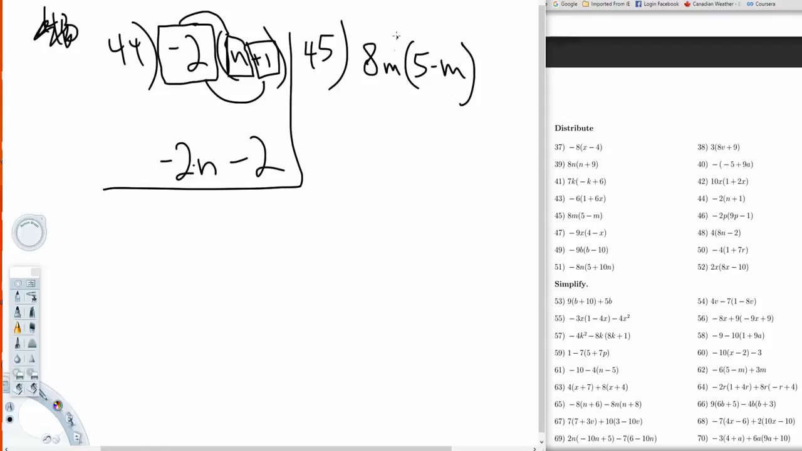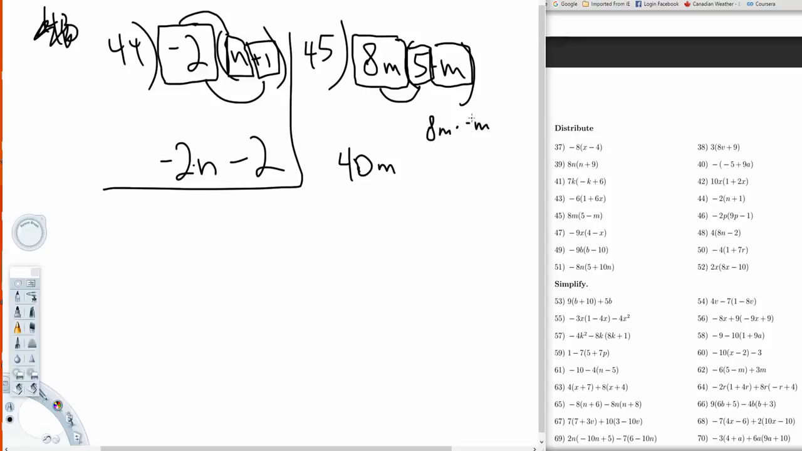8m times, all right, so let's do this again. What are we multiplying? This guy, then this guy, and then we're multiplying this guy. So 8m times 5, that's 40m, and then 8m times negative m.